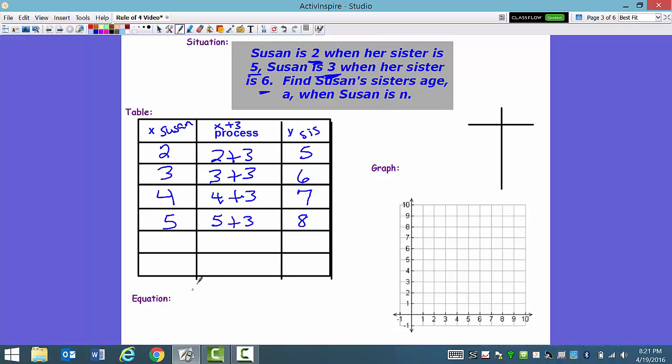So the equation, same as before, you take your process, X plus 3, and you just add a Y equals to it. And let's graph it. Write your ordered pairs: 2, 5; 3, 6. When X is 4, Y is 7. When X is 5, Y is 8. And then you graph it, connect it with a straight line.